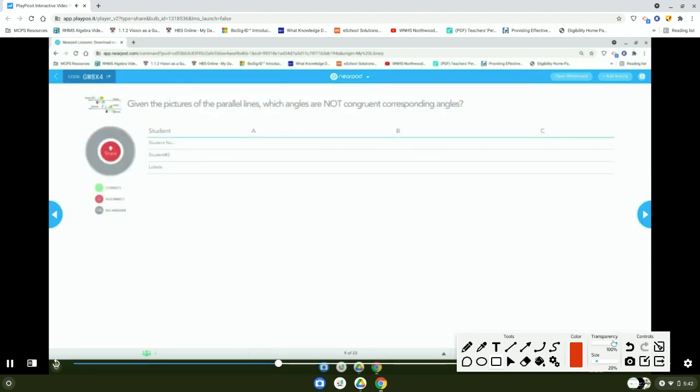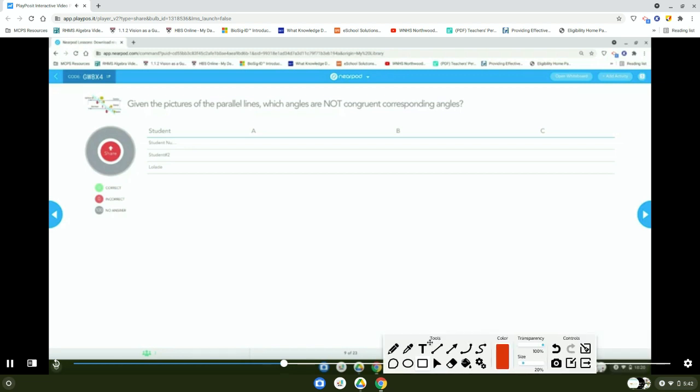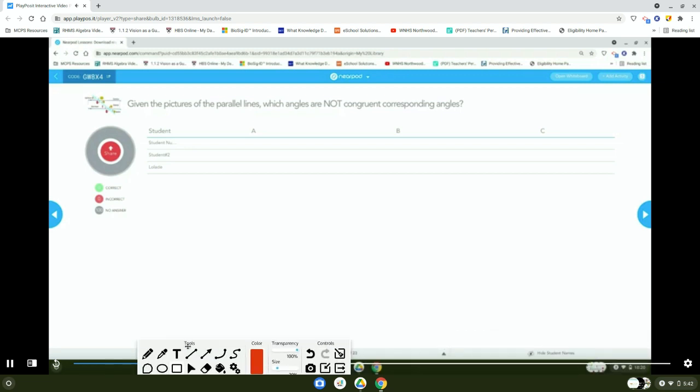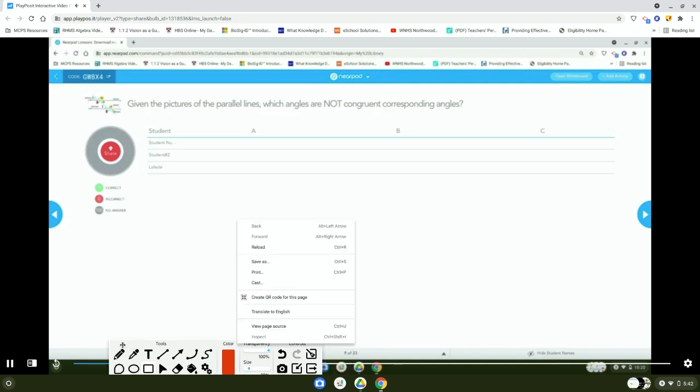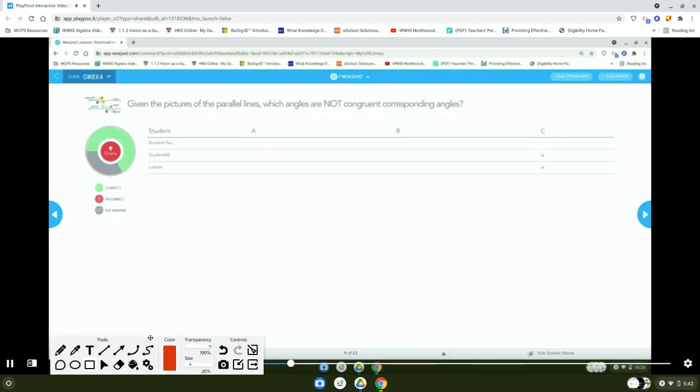Now let's answer the other questions. Student number 1, student number 2, I need your responses. So let's look at this carefully. Which of these are not congruent corresponding angles? Of all three options, which angles? Look carefully. Which angles do not correspond?